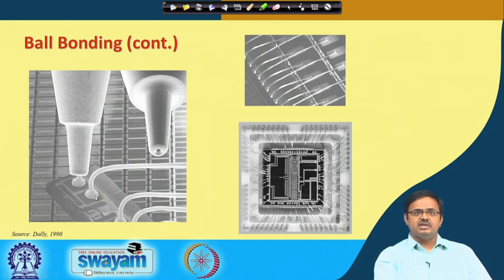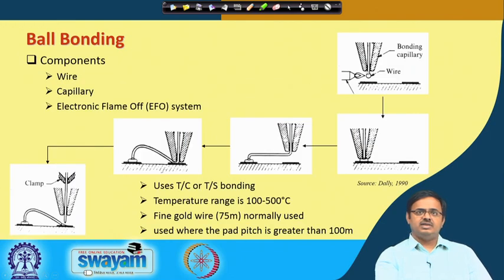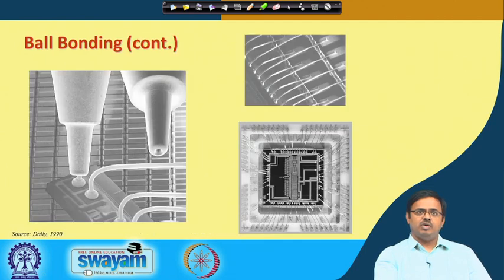These are actual pictures. This is an actual capillary, and you see how this is happening. As the capillary rises, this wire can be seen. Clear? And it is called ball bonding because of the shape of this connection. Look at this shape or this shape. So, that is why it is called ball bonding.